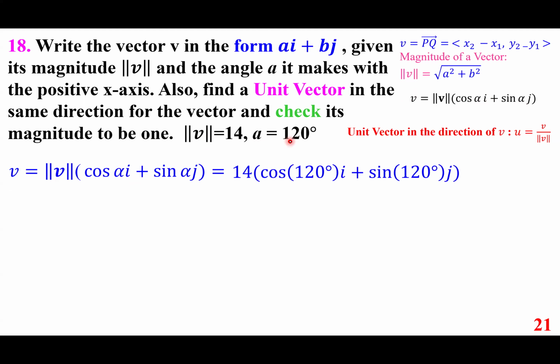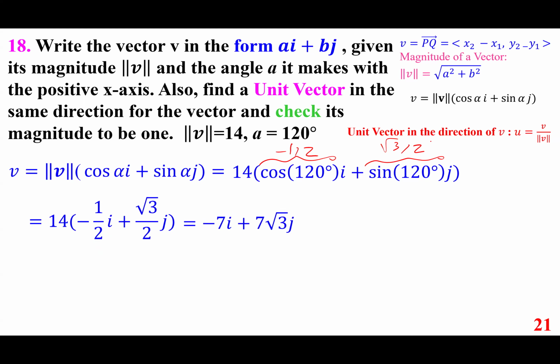So the reference arc is 60 degrees. So they have the same value as the 60 degrees. Cosine of 60 is positive 1/2, but this is the second quadrant, so negative 1/2. Sine of 60 is square root of 3/2, and sine is also positive in the second quadrant. We multiply 14 by these, and we get minus 7i plus 7 square root of 3j. So that's in the form that they asked.